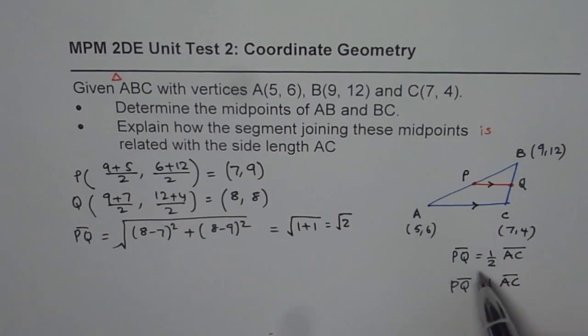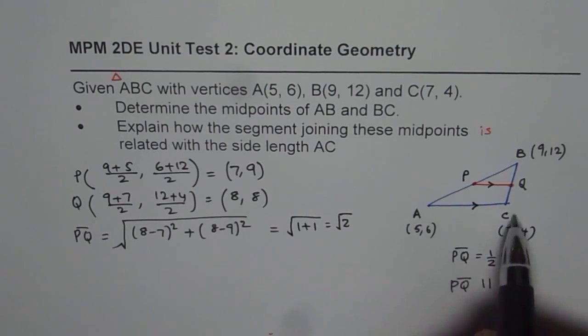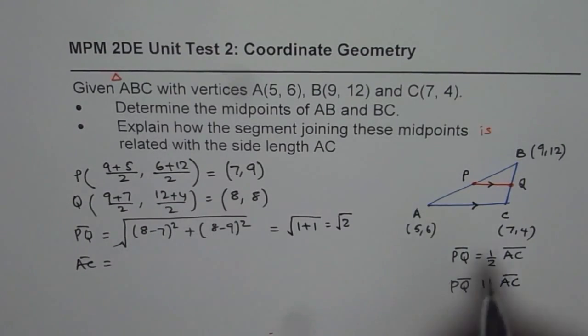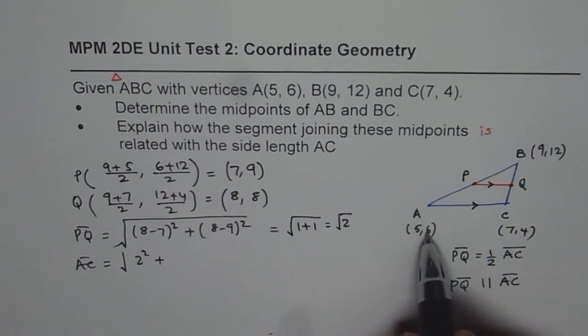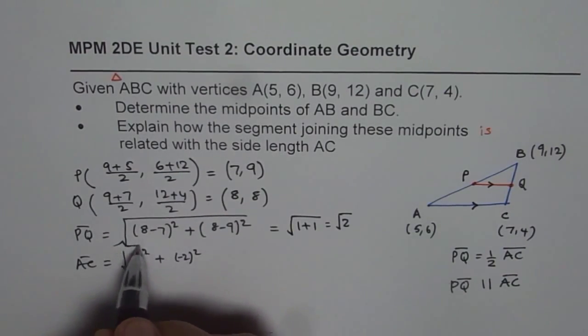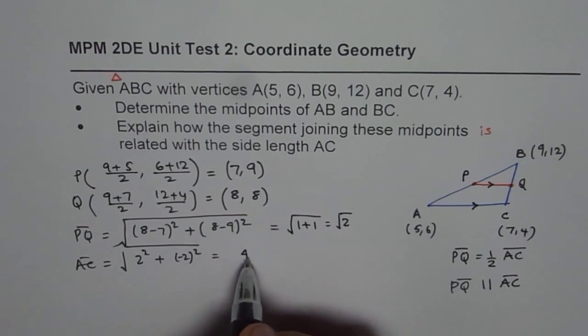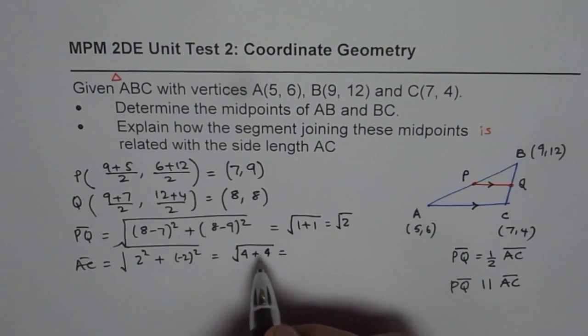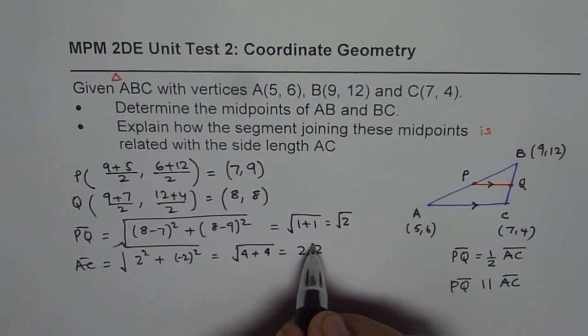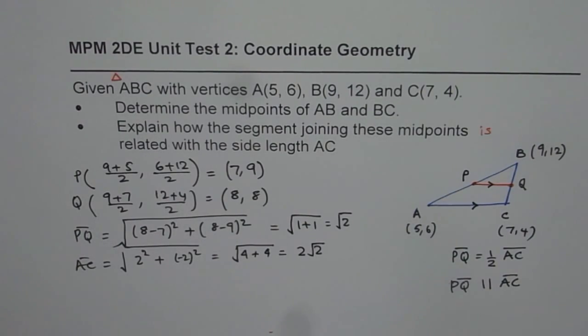Now we need to find the relation. So let's find the distance AC. AC will be the difference of x values, which is 7 minus 5, so 2 square, plus 4 minus 6, or minus 2 square, correct? Which is 4 plus 4, square root of 8. So the square root of 8 is 2 square root 2. So that is the distance, and clearly PQ is half of AC. So we proved the first part from the distances, correct? So we know PQ is half of AC.